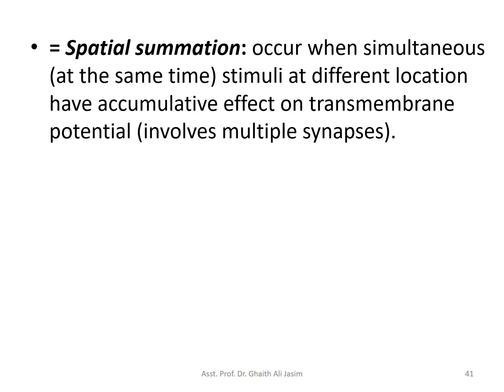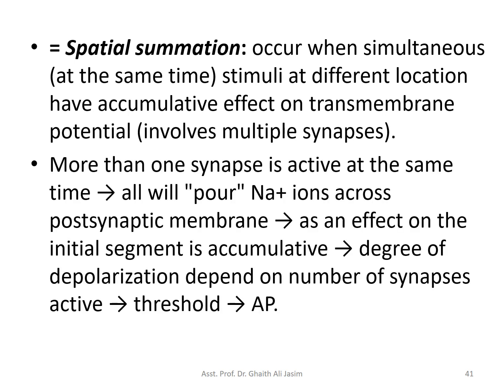The spatial summation occurs when simultaneous, or at the same time, stimuli at different locations have a cumulative effect on the transmembrane potential. This involves multiple synapses. More than one synapse is activated at the same time. All of these will pour sodium ions across the postsynaptic membrane. The effect on the initial segment is cumulative.